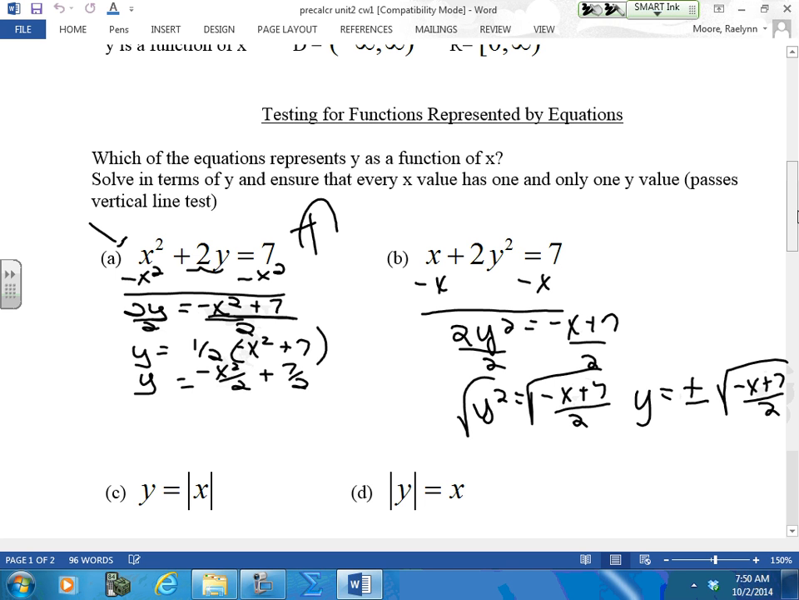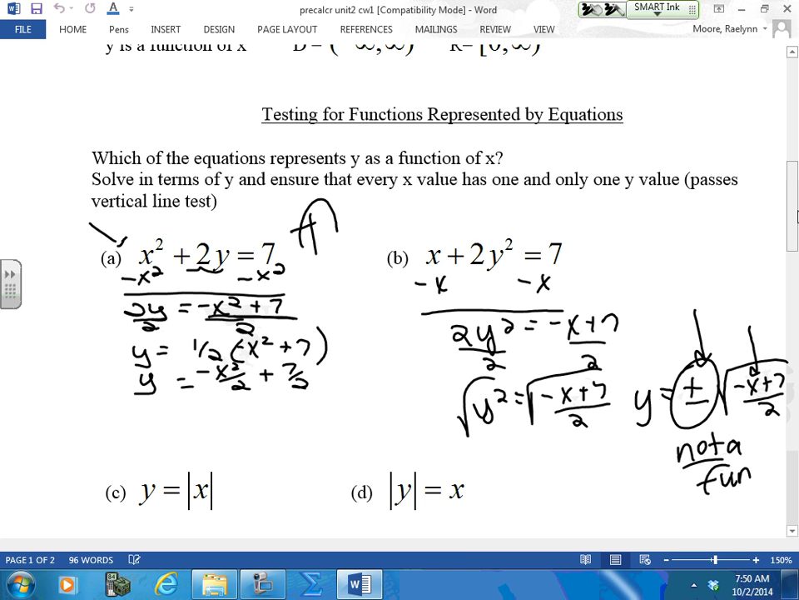What this tells me is, for every value of x that I plug in here, no matter what I plug in, it's going to come out with a positive and a negative number, right? Because I've got a plus or a minus. So every x is going to be assigned to 2 different y's. So is this a function? No, not a function, because every x that I put in is going to have a positive and a negative y.